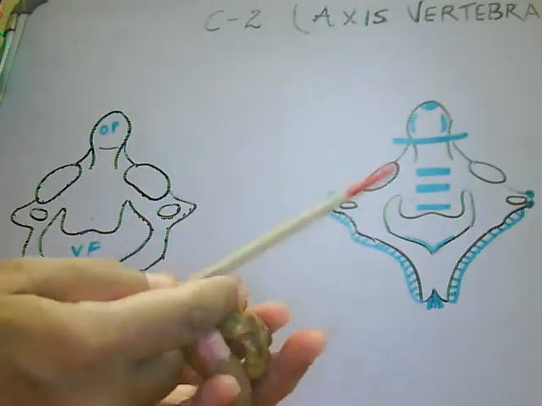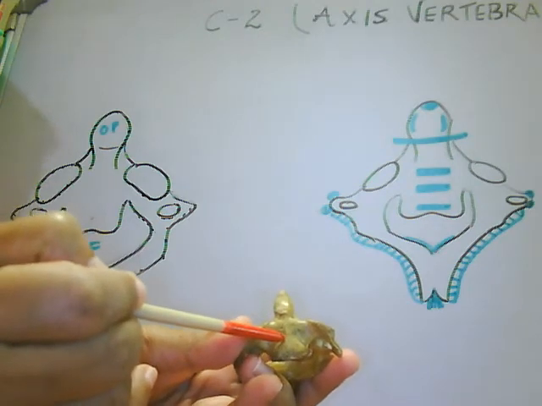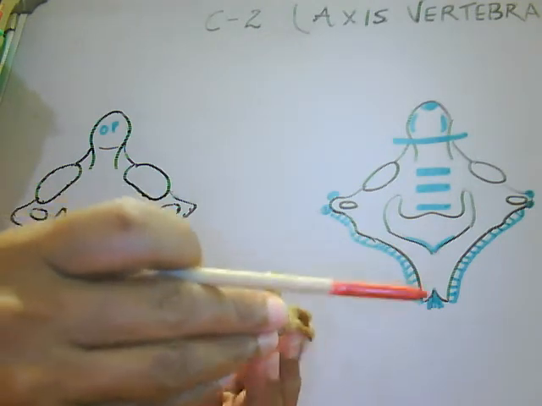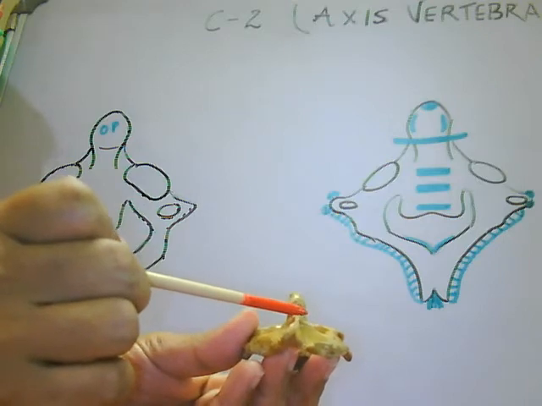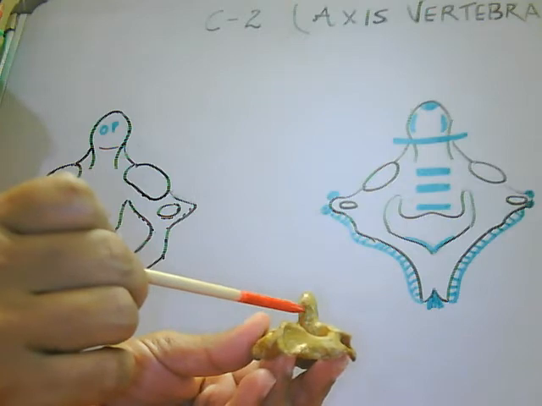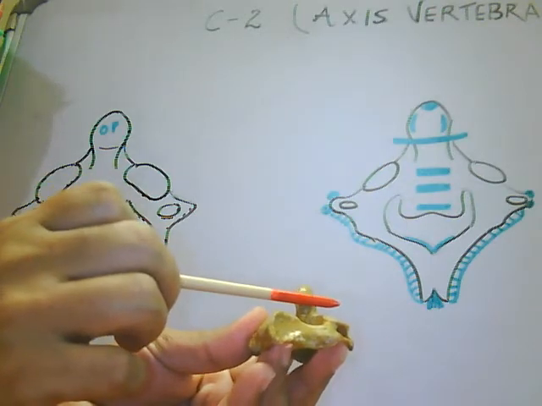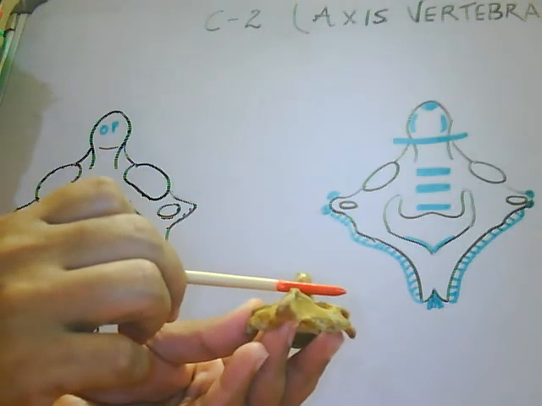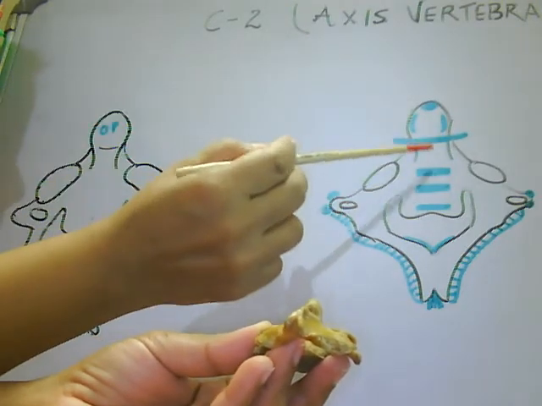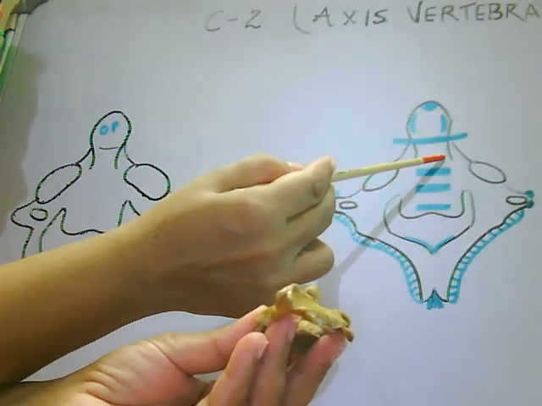And the base of this odontoid process merges with the body of this axis vertebra. Now on the posterior surface of this odontoid process you will find a groove over here, and this groove gives passage to a ligament that is known as the transverse ligament.